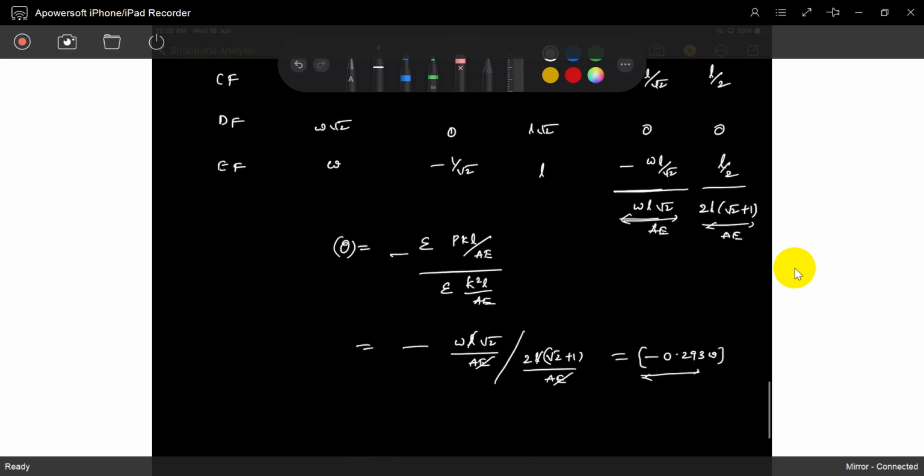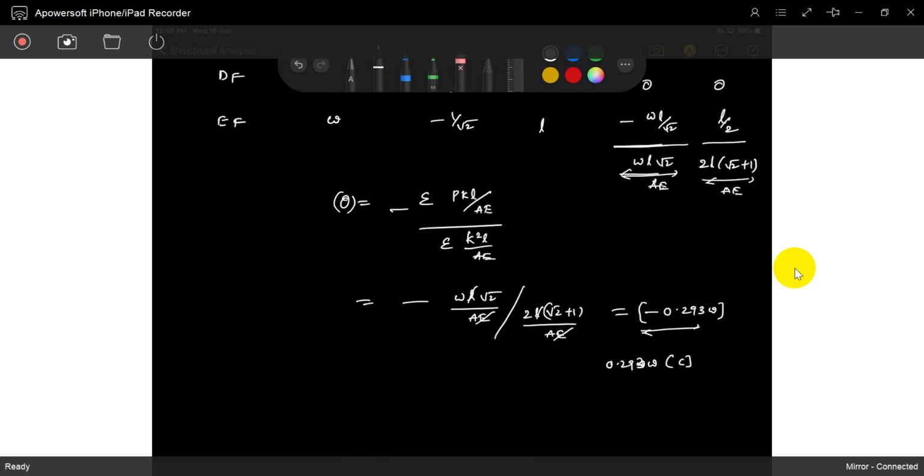What does the negative sign mean? Negative sign means compression, so it is a compressed member. Understood? But that is not the end of the problem. We have to calculate every member force, that is the end of the problem. So what is every member force?